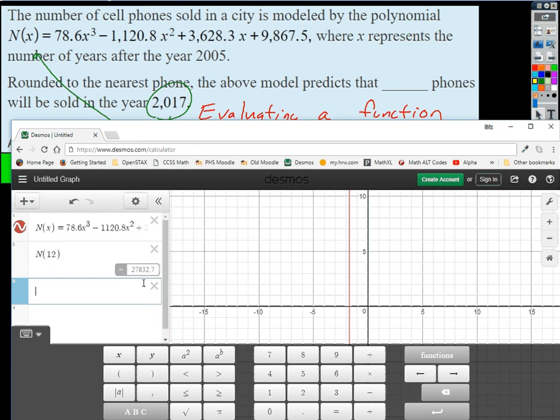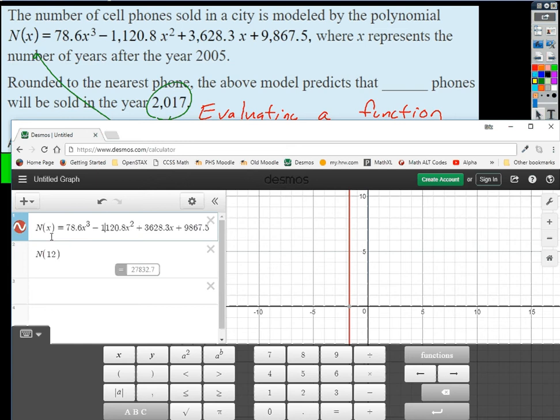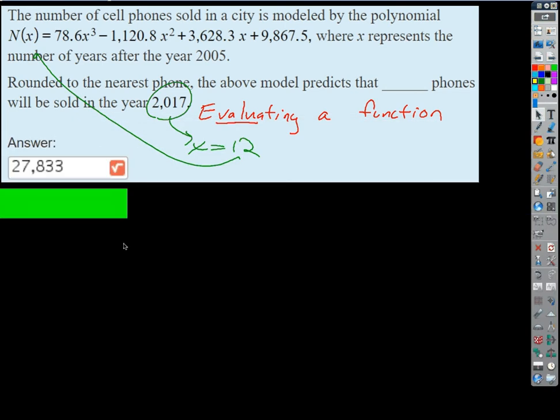Does it plug in 12 to every single one of those? Yep, it plugs in 12 for every value of x, because what we did up here is we defined the function in terms of x, right? So this is assigning the value of 12 to x throughout that function, okay? And we get back 27,832.7. So if I round up, that'd be 27,833, if I round to the nearest phone, right? That's the right answer. Okay?